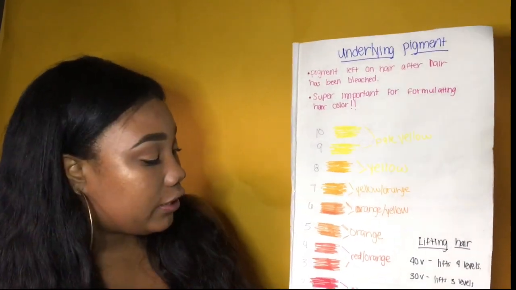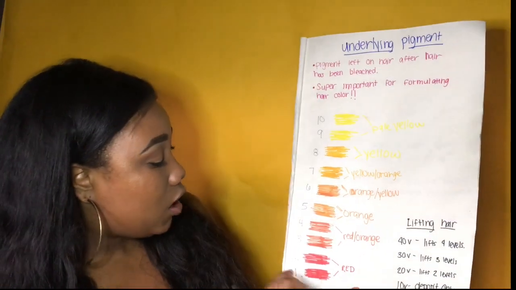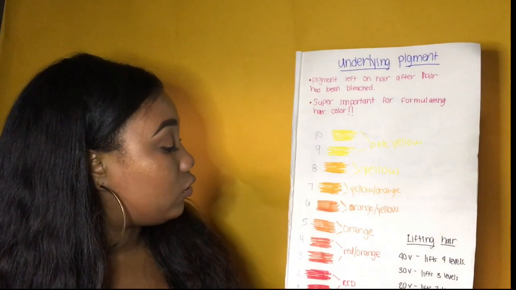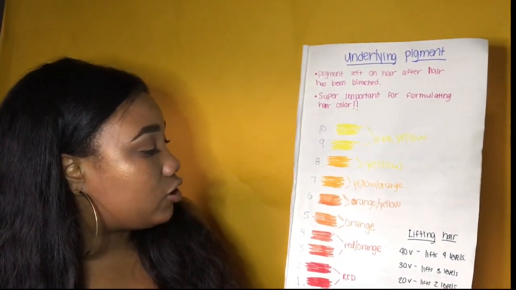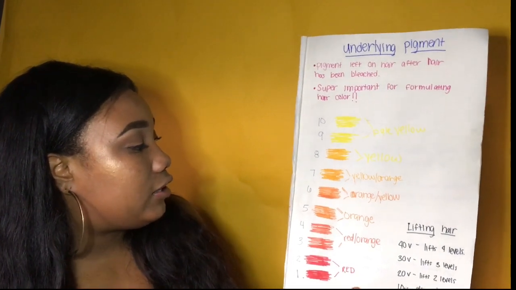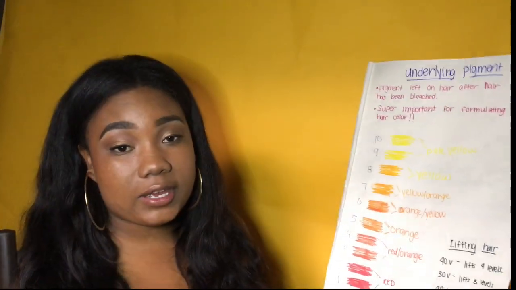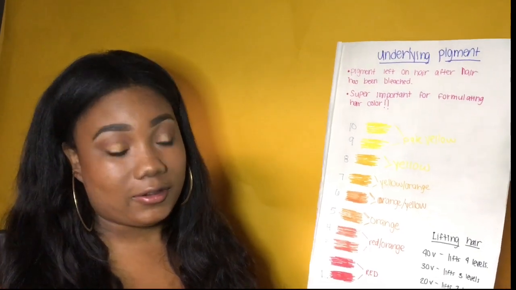For a level 1 and a level 2, the underlying pigment is going to be red. For level 3 and level 4, the underlying pigment is going to be red-orange. Level 5 is going to be orange. Level 6 is going to be orange-yellow. Level 7 is going to be yellow-orange. Level 8 is going to be yellow. Level 9 and level 10 is going to be pale yellow. That's super pale yellow, literally.